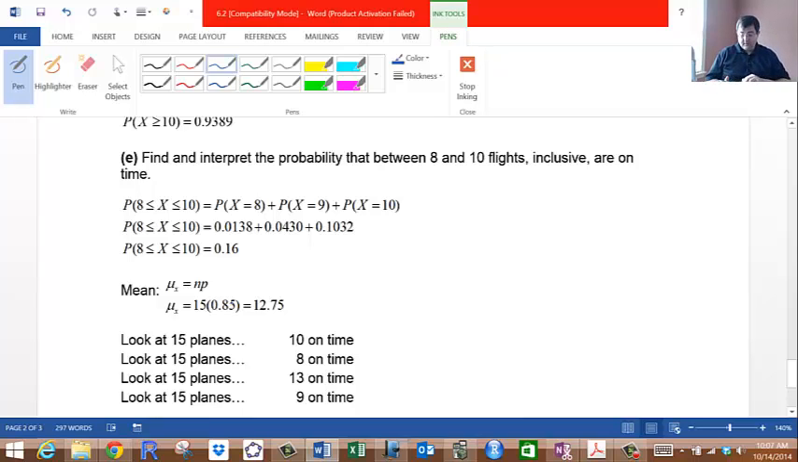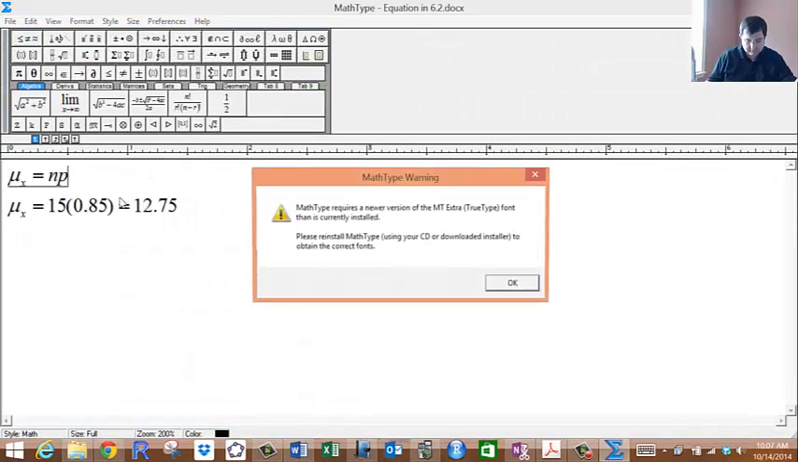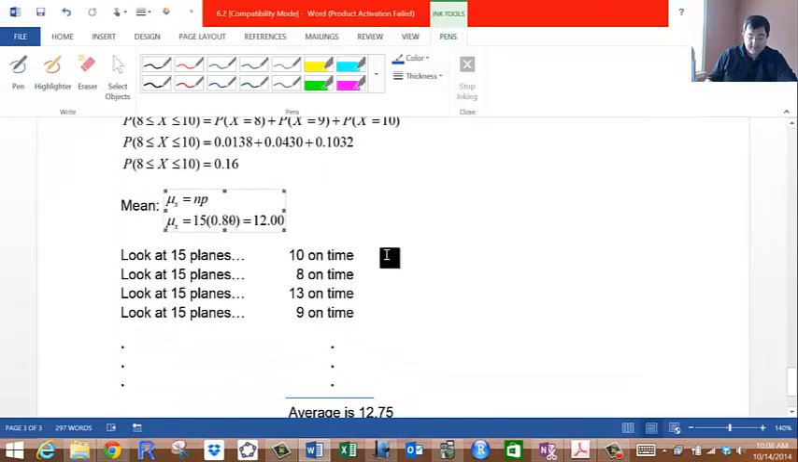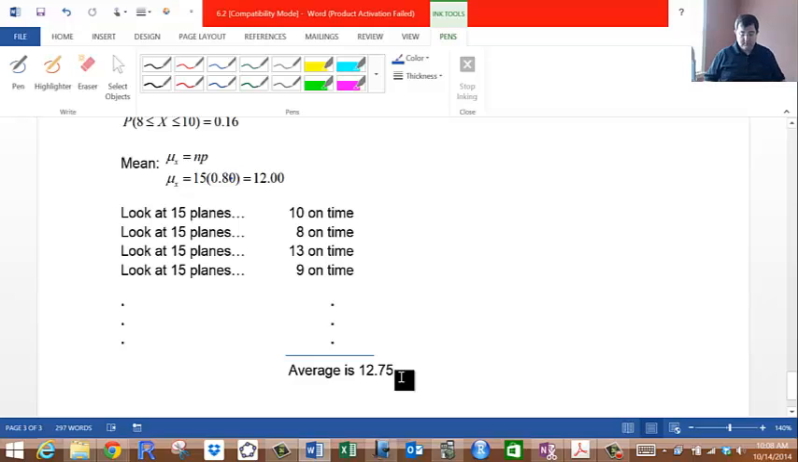Let's see if my math is right. 15 times 0.8 is 12, so let's change that. Change that to 80, and that makes that 12. Okay, so the mean is 12, and we'll change it down here as well.